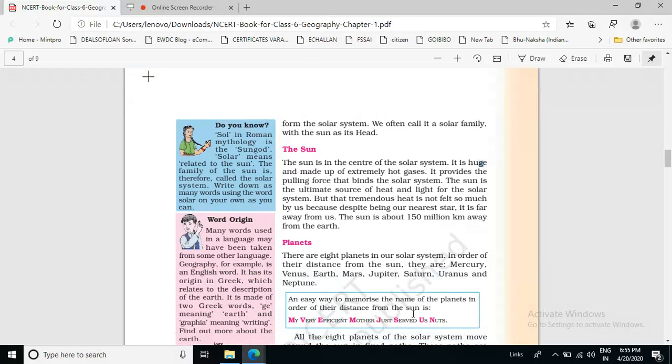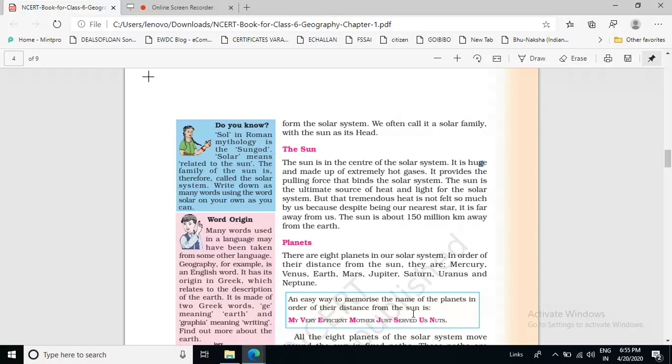Okay. Now we come to planets. There are 8 planets in our solar system. Okay, and we must remember these planets in order of their distance from the sun. For example, Mercury is the nearest to the sun, then Venus comes, after that Earth, then Mars, Jupiter, Saturn, Uranus, and Neptune.